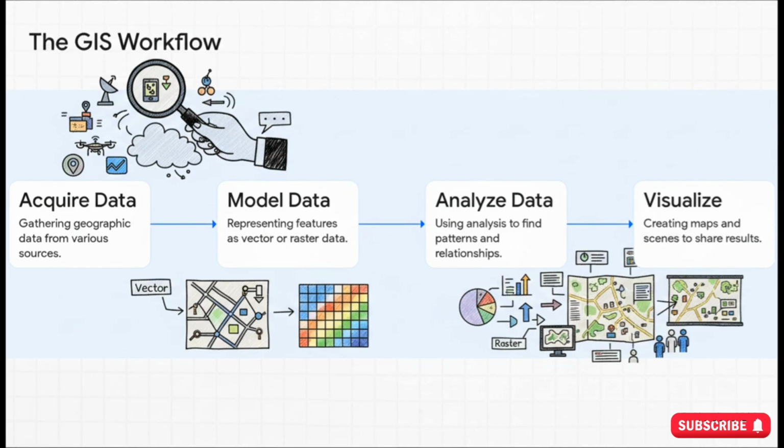The whole process is actually pretty logical. First, you get your data. Then you model it using either vectors or rasters. Then you do your spatial analysis. That's the thinking part. And finally, you visualize your findings and share it as a map that tells a story. This simple workflow is how we turn raw data into real answers.